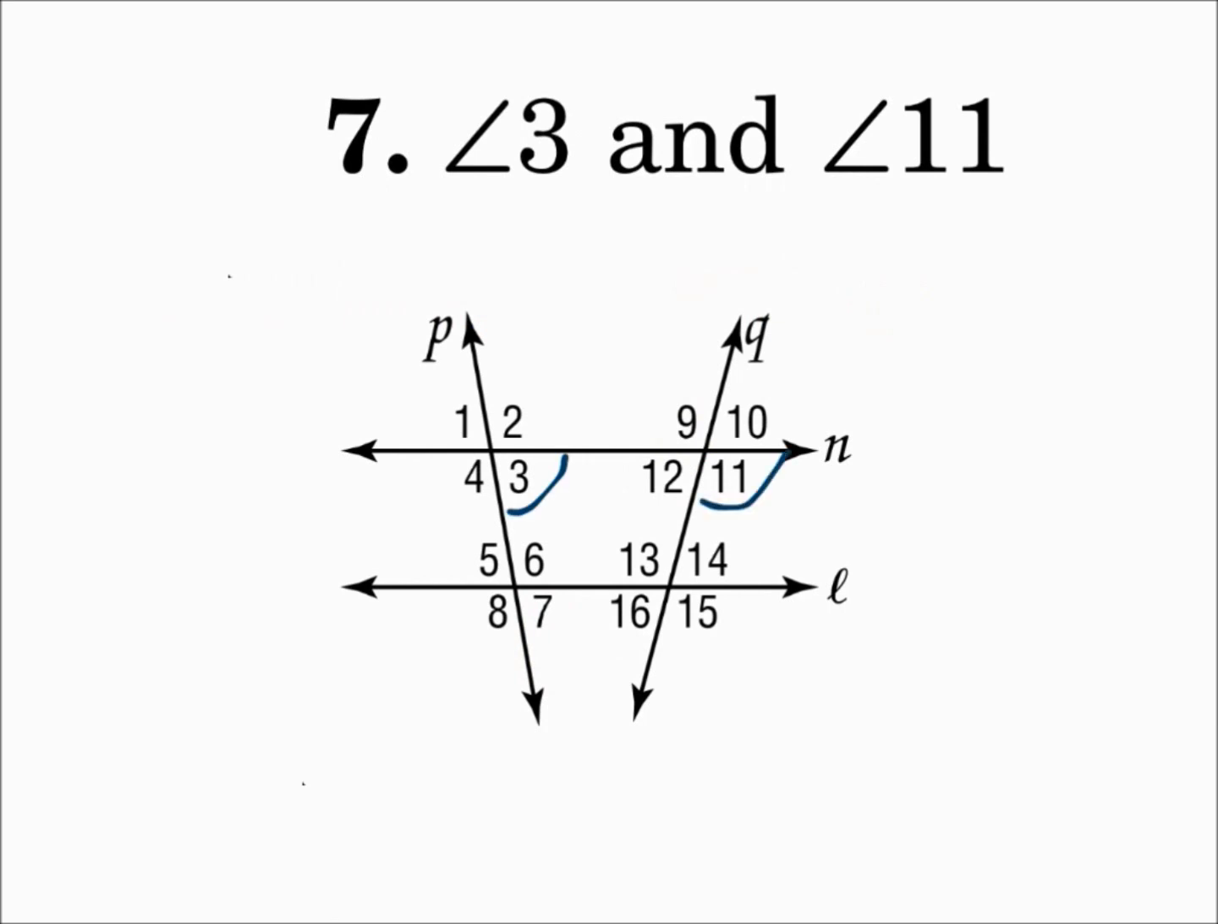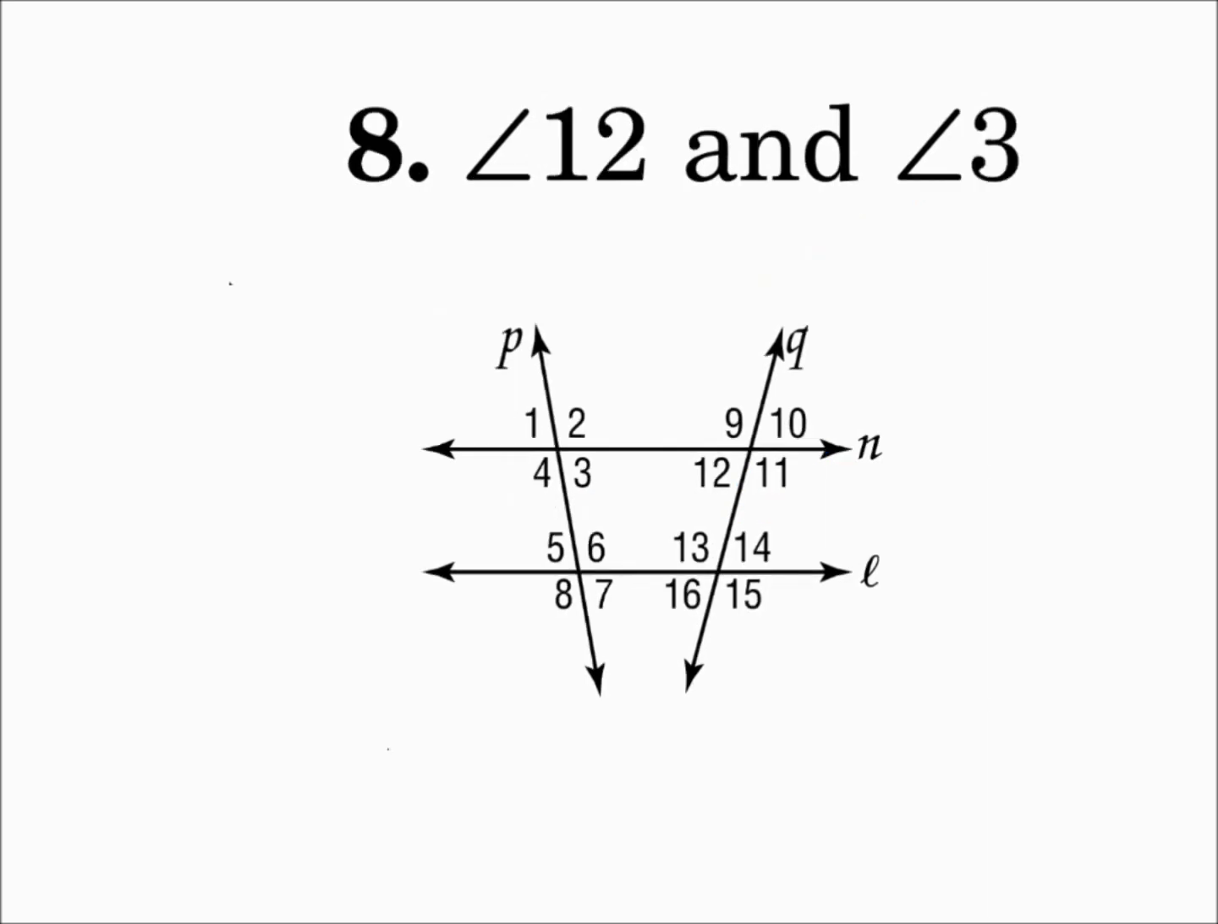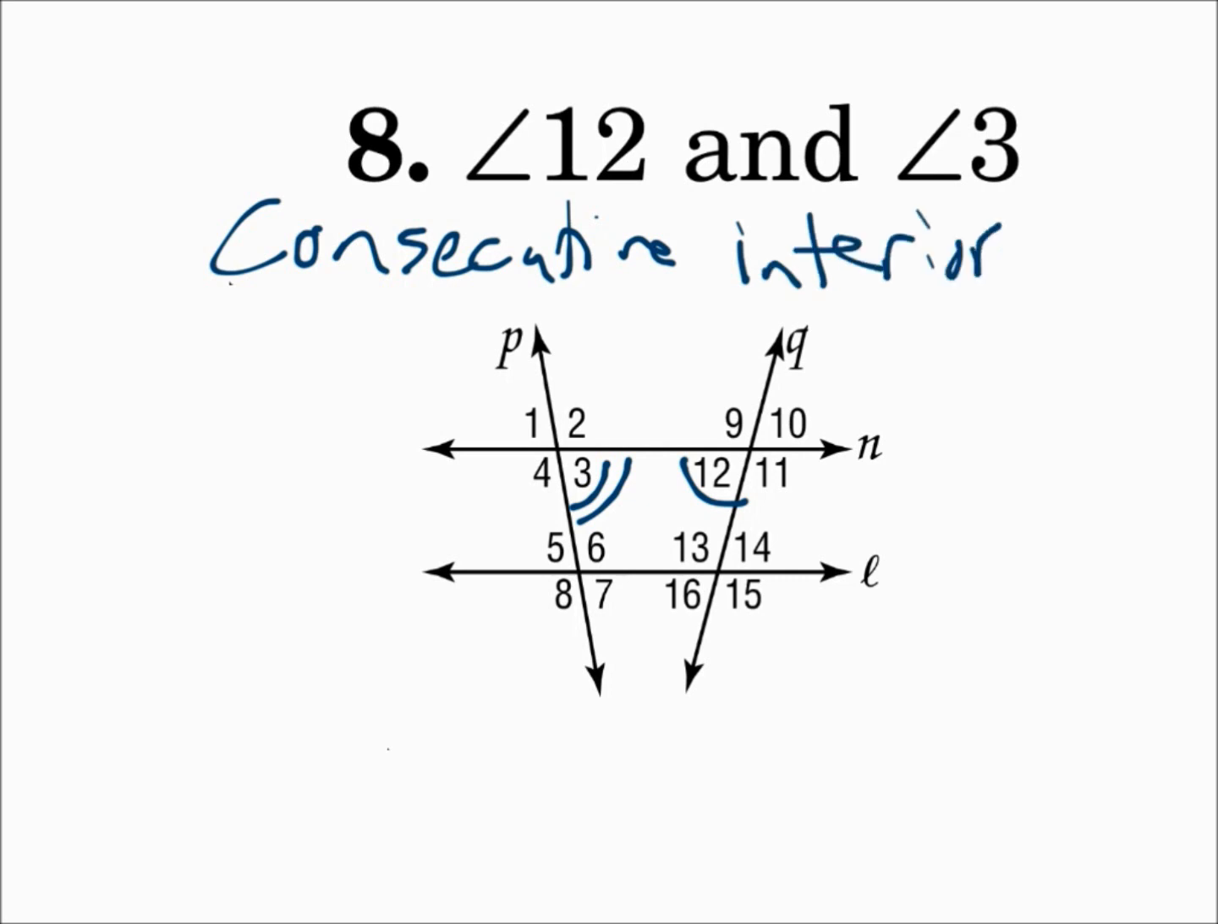Number 7, angle 3 and angle 11. Those are on transversal N, and they're each in the bottom right position. When they're in the same position, they're corresponding angles. Number 8, angle 12 and angle 3. Those are on transversal N. They're in between the two lines, and they're on the same side of the transversal. That's consecutive interior angles. When they're on the same side of the transversal, inside the two lines, consecutive interior.